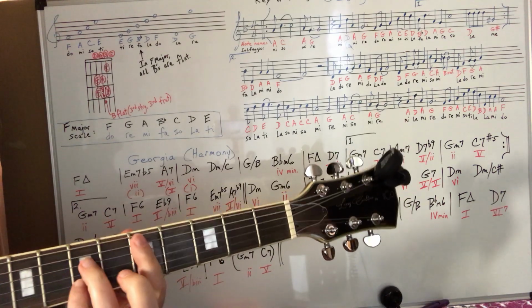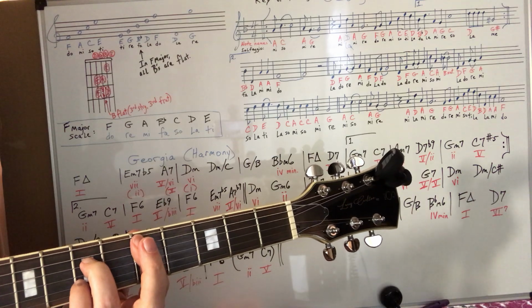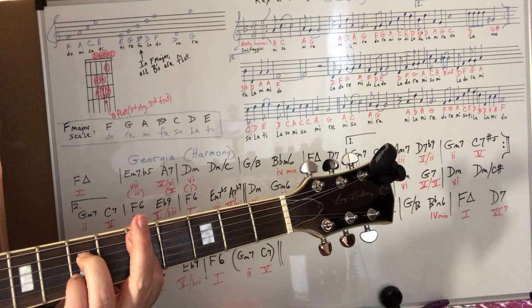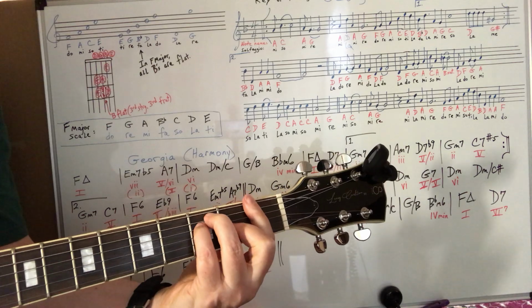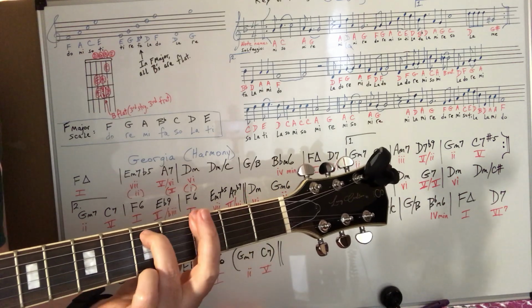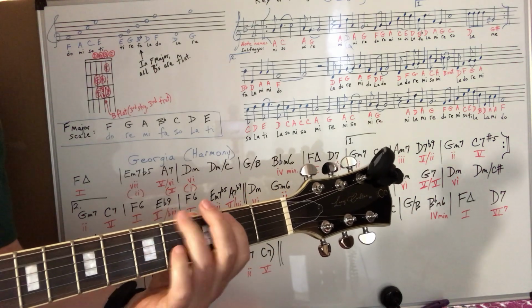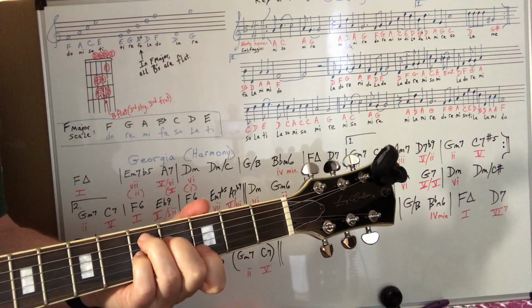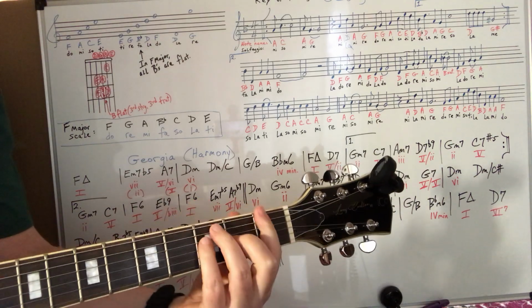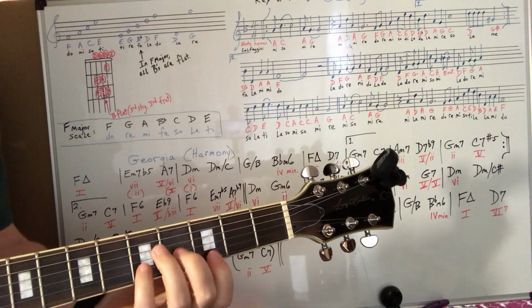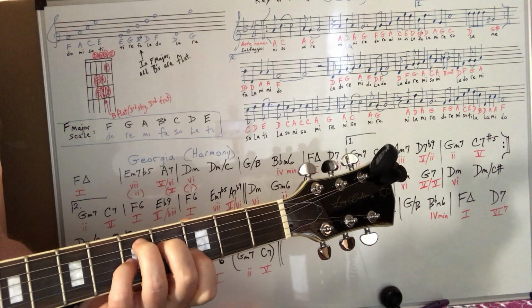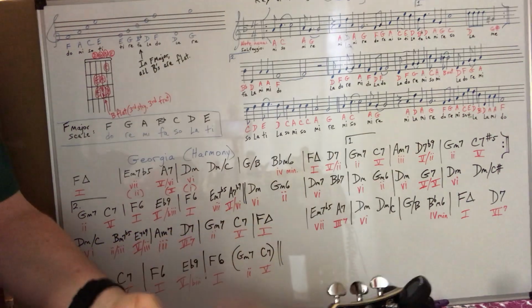Now this D7, that's 5 of 2, because F major is the 1 chord, F minor is the 2 chord. The 5 of the 2 chord G minor, so F major to G minor, and the 5 of G minor is D7. Then we continue on.